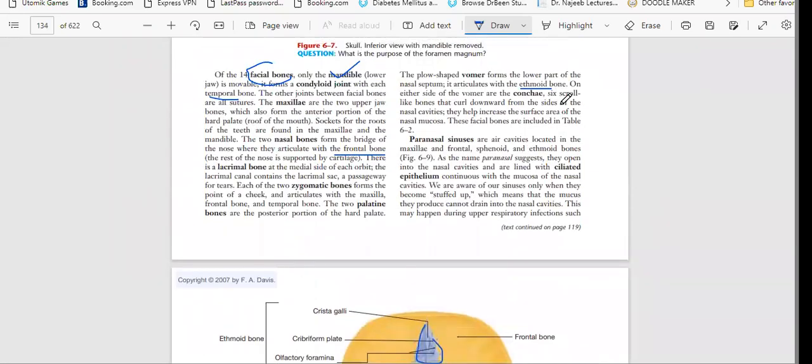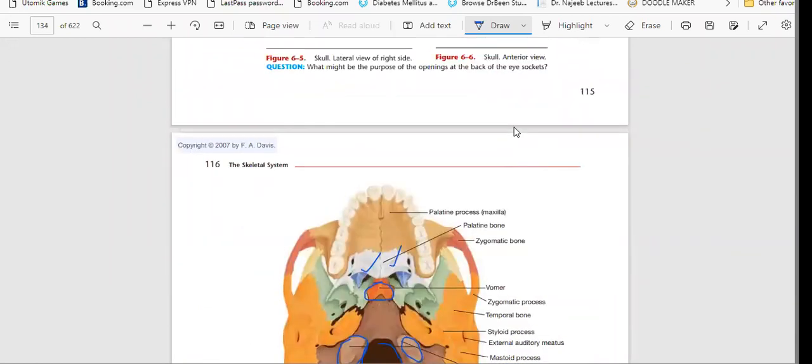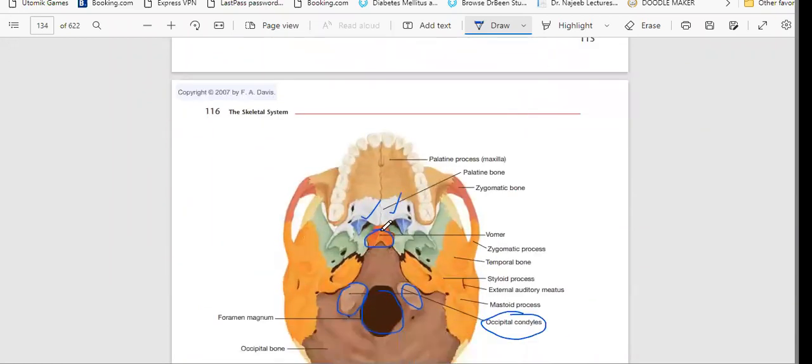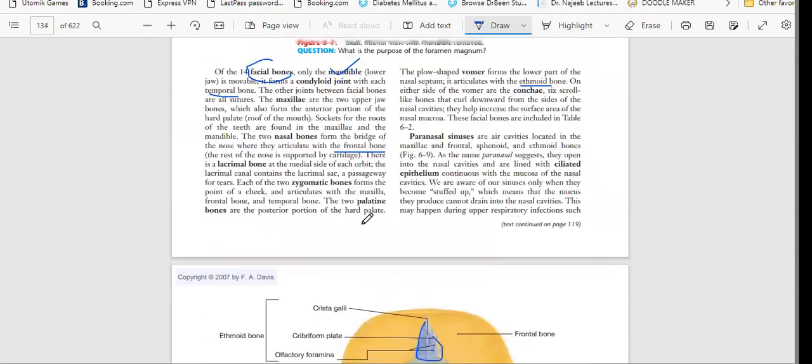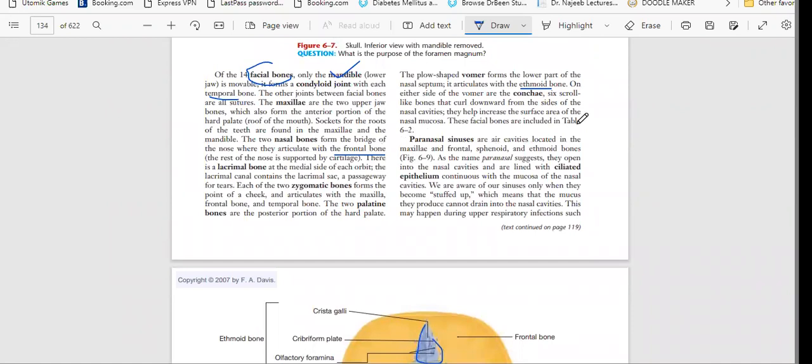Okay, next the vomer has the concave. So this is the vomer, and you can see here this is the concave. Six scroll-like bones that curl upwards from the side of the nasal cavity. They help increase the surface area of the nasal mucosa. These facial bones are included in table 6.2.